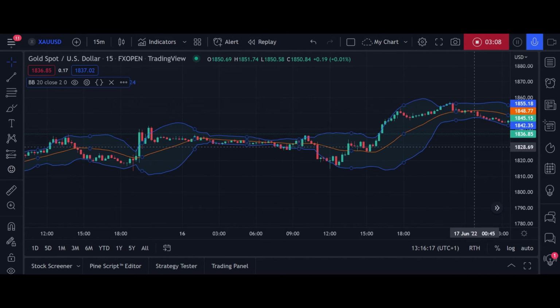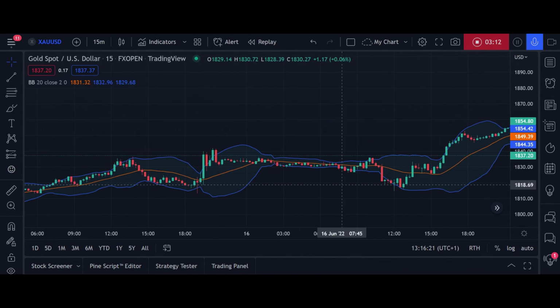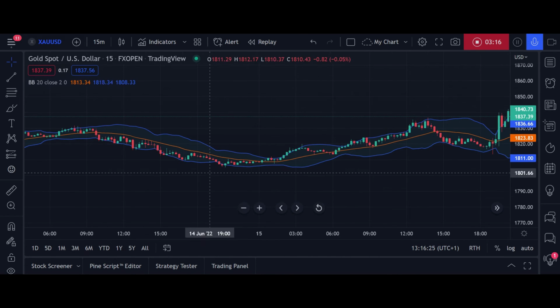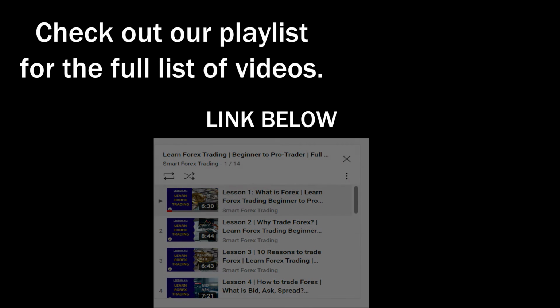Setups like these don't occur every day, but you can probably spot them a few times a week if you are looking at a 15-minute chart. There are many other strategies with Bollinger Bands, and traders have used Bollinger Bands as part of a trading system. We will be explaining all about trading systems in a future video, so look out for that video or check out our playlist for the full list of videos.